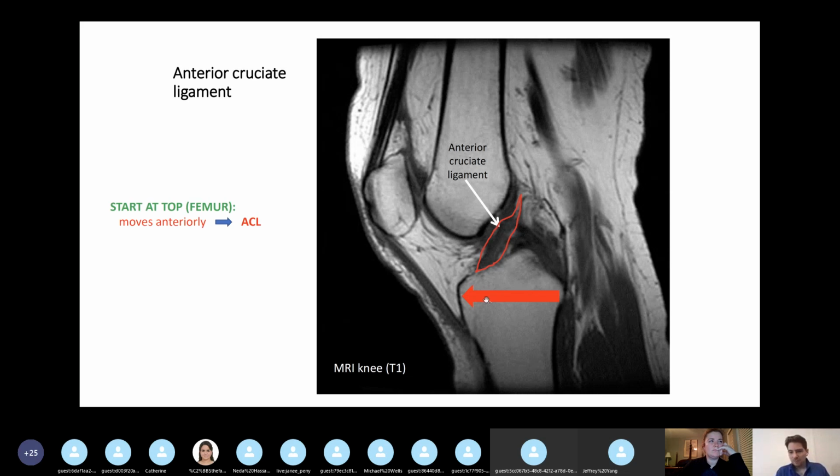If you pulled this leg forward, I would pull the tibia forward, that would be the anterior drawer test. So you could see how the ACL is holding the tibia from going anteriorly. So if it's compromised, that anterior drawer test will be positive.